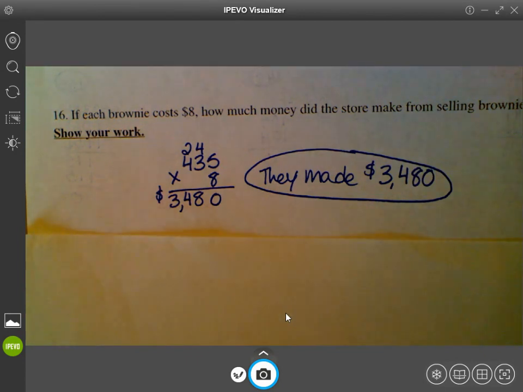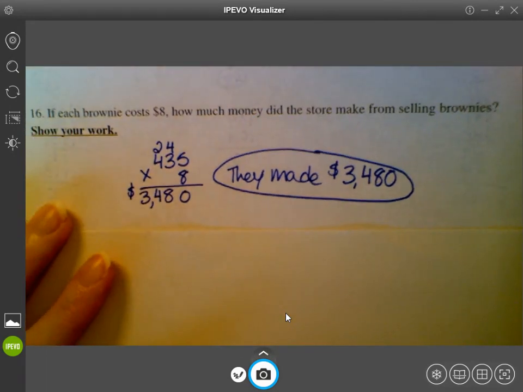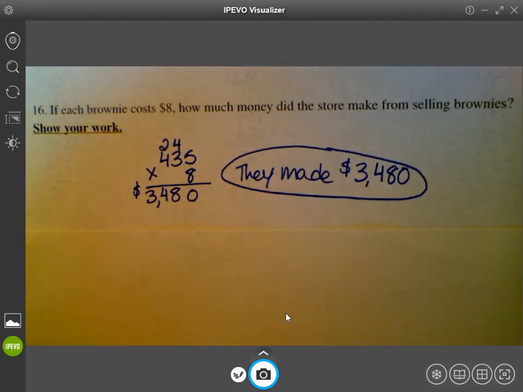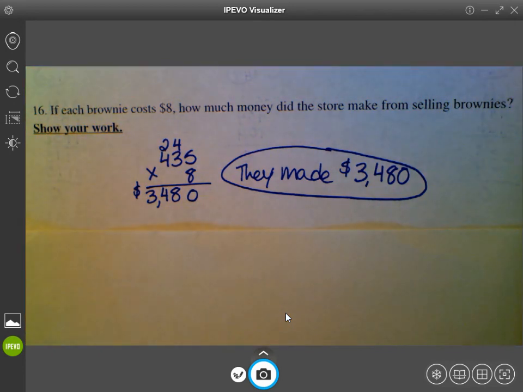If that happens, what I would recommend you do, especially with word problems, is when you get your answer, look back at the question they're asking. So each brownie costs $8. How much money did the store make from selling brownies? Well, you know they sold 435. If we were dividing, we would have wound up with a number less than 435, which wouldn't make sense, right, if you go back and look at the question.